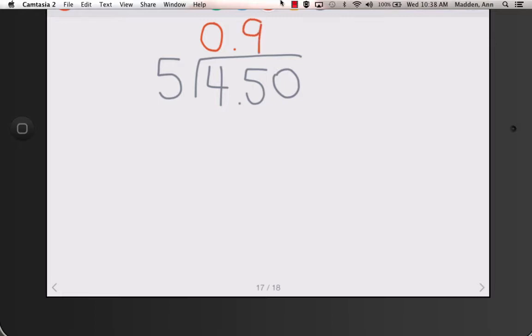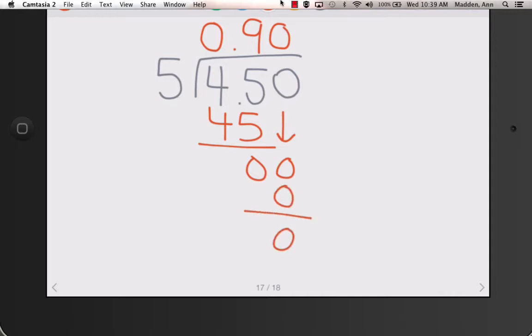9 times 5 is 45. Subtract. Bring down the 0. 5 goes into 0 0 times. 0 times 0 is 0. My answer is 90 hundredths. Remember, 90 hundredths is equal to 9 tenths. They're the same exact number. So either one would have worked if I would have left my 0 at the end of 4.5 or if I would have erased it.